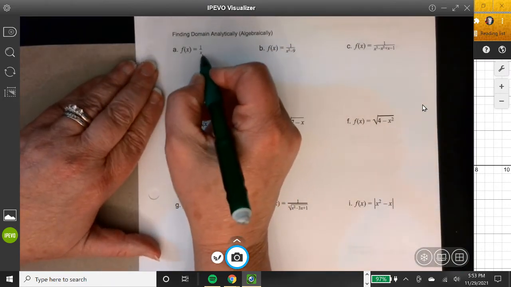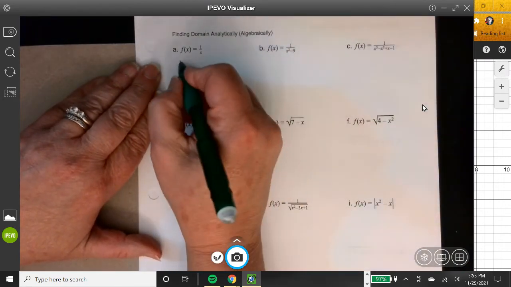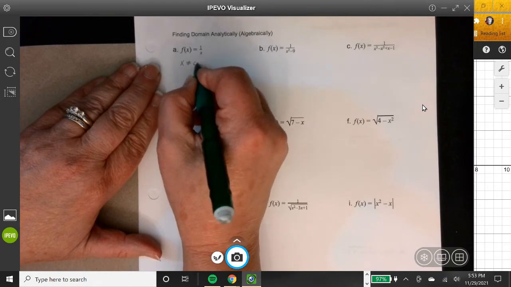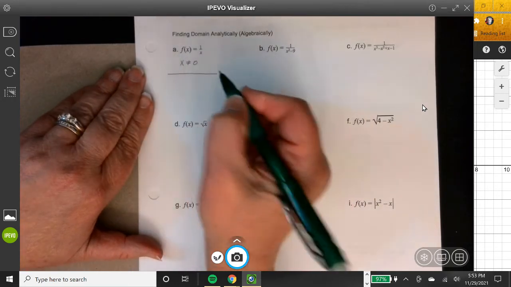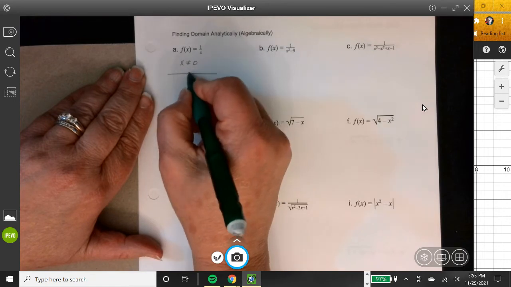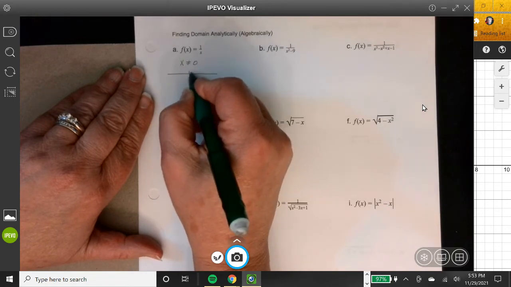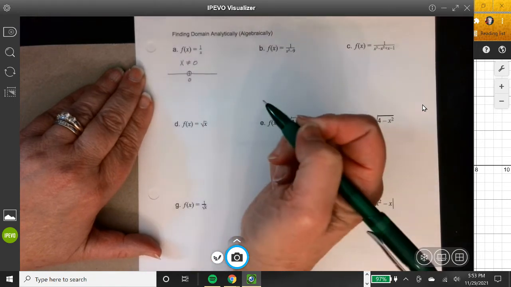Well, 1 over x, well, that's got a denominator. So I'm going to set the denominator x not equal to 0. Now, I like to do number lines when I do domain. And so x can't be 0, so I'm going to put 0 here, and it can't be 0, so I'm going to leave it open.